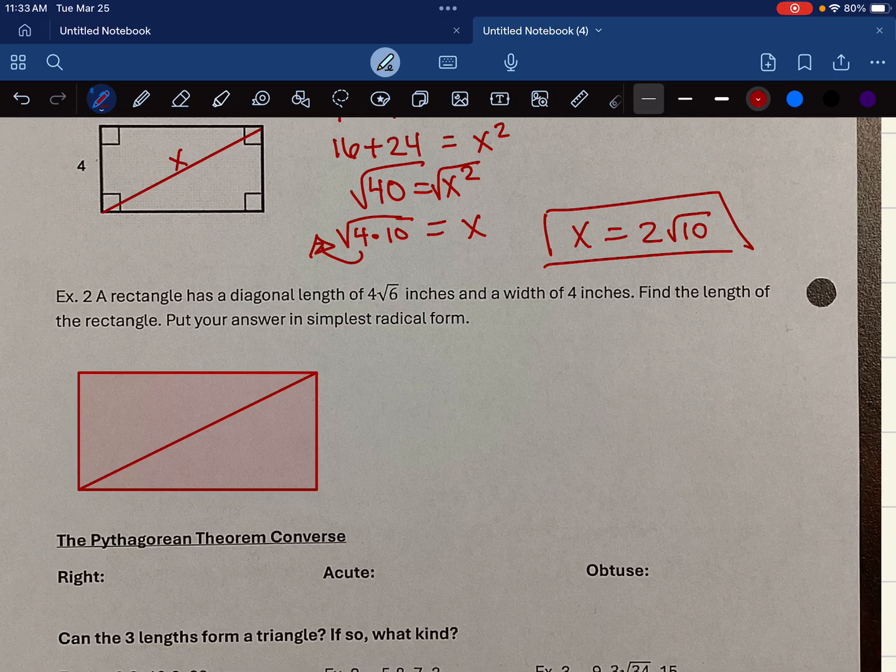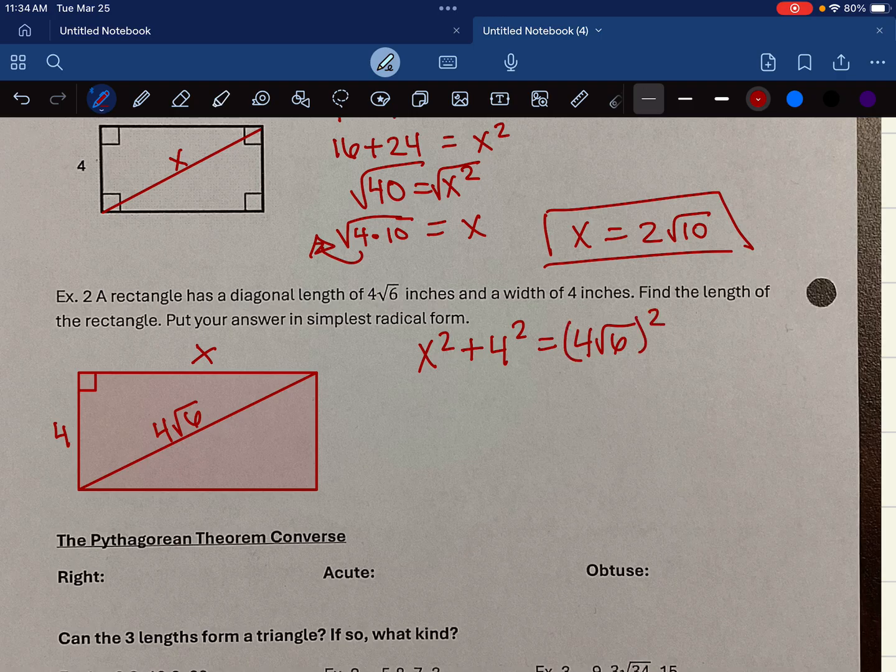All right, same thing on example 2. It says a rectangle has a diagonal length of 4 square roots of 6 and a width of 4 inches. It wants you to find the length of the rectangle. Put your answer in simplest radical form. So can anyone just set this up for me here? X squared plus 4 squared equals (4 square roots of 6) squared. Good. I'm going to put that in parentheses.